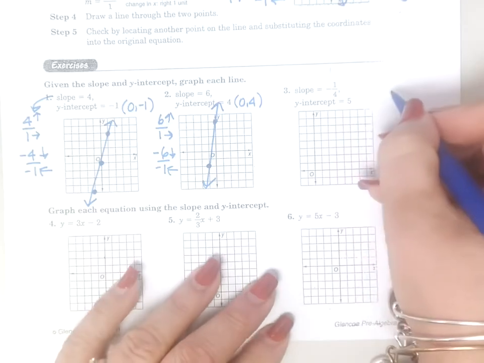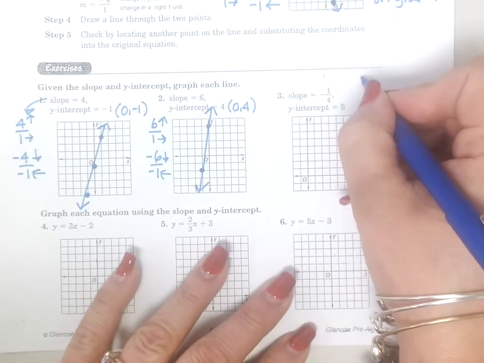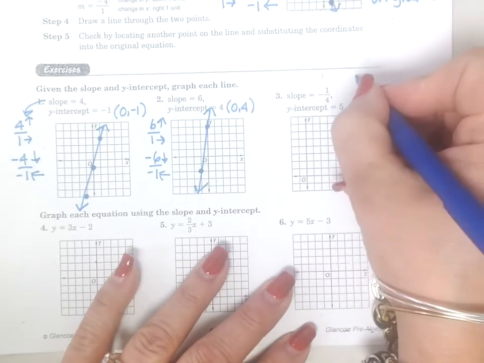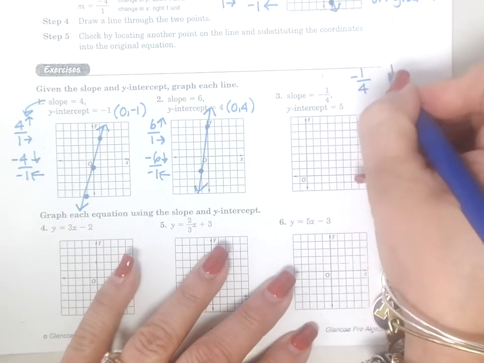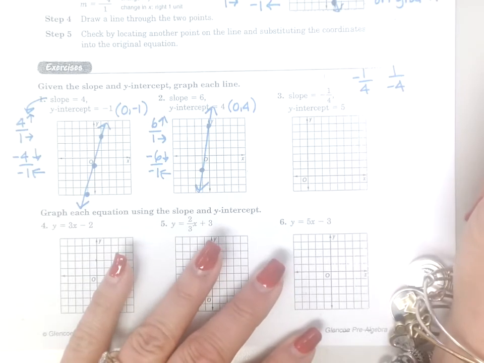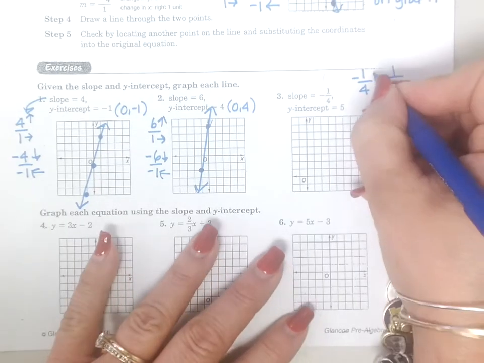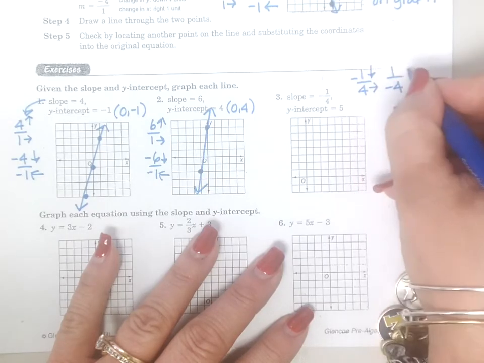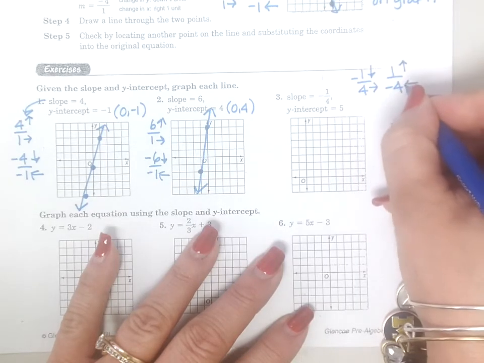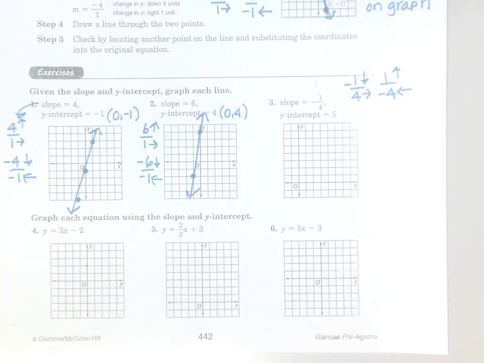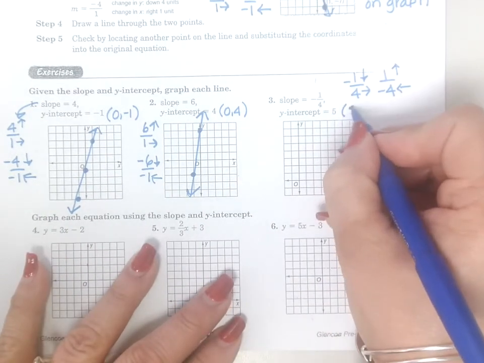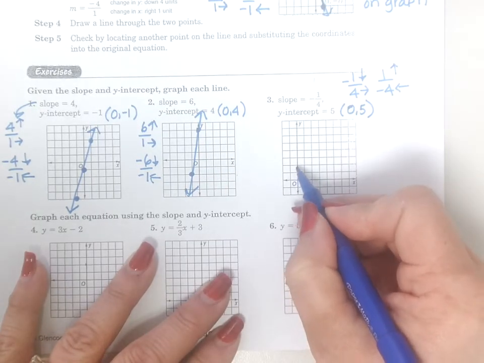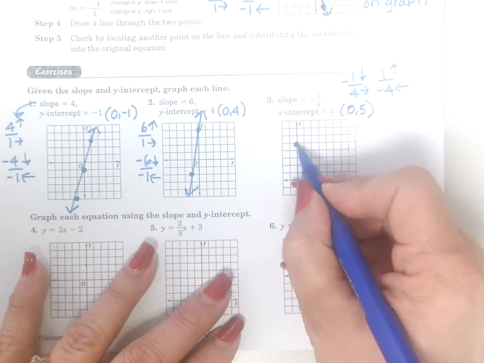Negative 1/4 is already in fraction form. Well, remember I said sometimes they'll have the fraction with the negative in the middle, sometimes on the top, and sometimes on the bottom. I don't care which way you do it. All right, so if it's on the bottom, or if it's on the top, that means this one's going down, this one's going right, this would go up, this would go left. So remember, rise over run. Your first point is at 0, 5. So here's 0, 1, 2, 3, 4, 5. I think I got that.